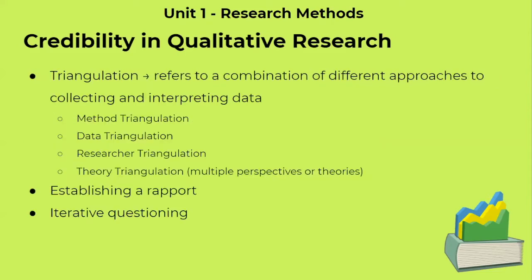Next, we're going to be talking about triangulation. Triangulation refers to a combination of different approaches to collect and interpret data. Here we have 4 different types. The first triangulation method we have here is method triangulation. This involves the use of different methods in combination so that we can compensate for their individual strengths and weaknesses.